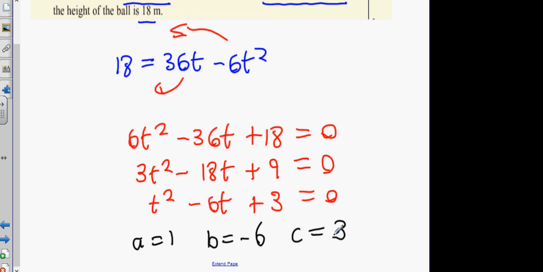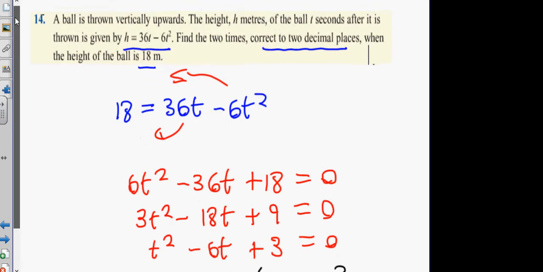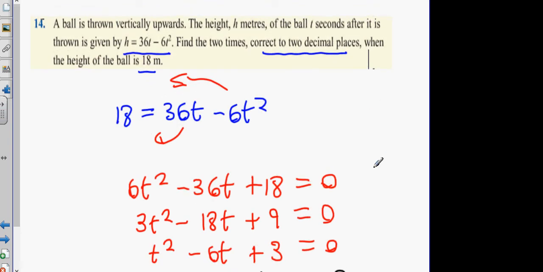Remember, time cannot be negative. Therefore, if you have 2 positive answers, that means you have 2 answers. In the question, it already tells us that you have to have 2 times. So remember, the ball goes up and it comes back down. Twice in its height, it's going to be 18 meters above the ground. Okay, so that's how it works. Any questions on that one?